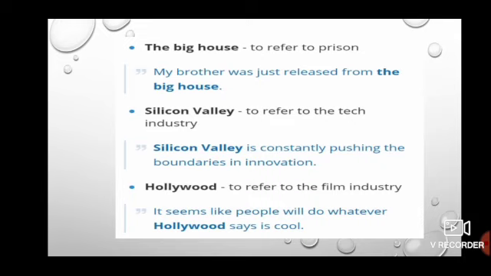By the next example, you may understand very well. Hollywood to refer to the film industry. It seems like people will do whatever Hollywood says is cool. So whenever you take the Hollywood name, what picture comes to your mind? You will understand that it's an entertainment area where actors and actresses will be working.